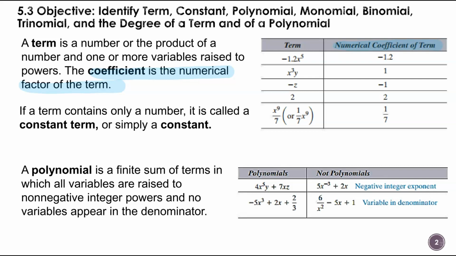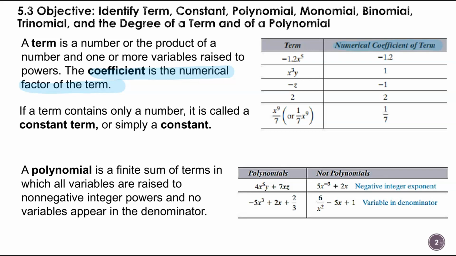The coefficient of x cubed y is 1. The coefficient of negative z is negative 1. The coefficient of 2 is 2. You can see that it's not with a variable, but we would still say that's 2. And x to the ninth over 7 is the same as 1/7 times x to the ninth, and the coefficient then is 1/7. Most of the time students say it's the number in front of the variable, and that's true. That's not the technical definition, but that's true.